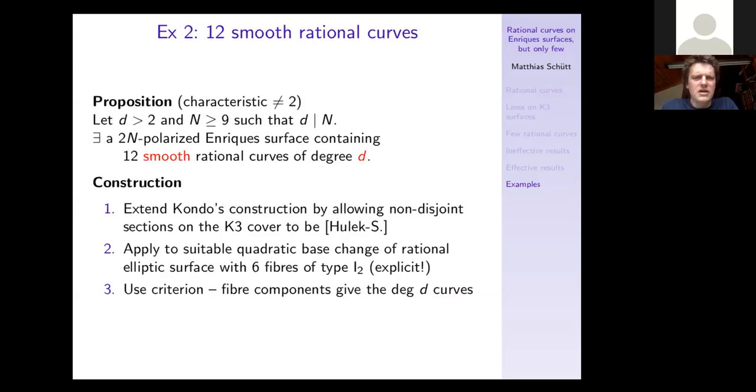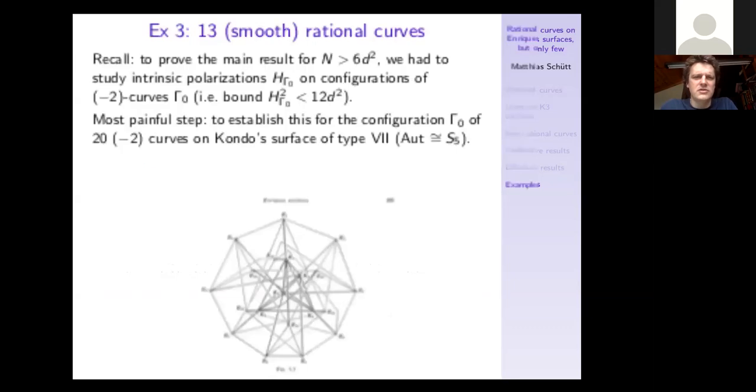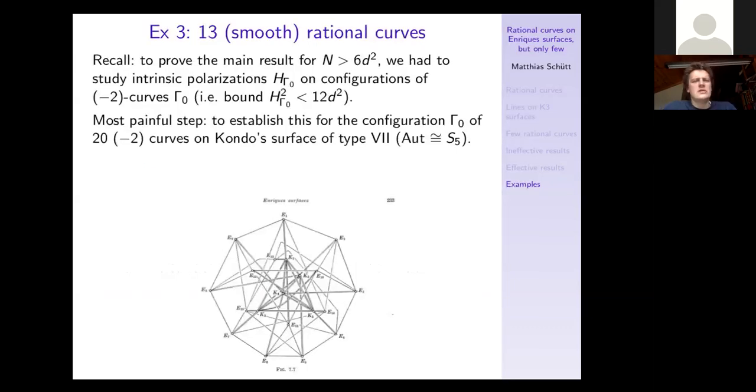What's left? We have 12 smooth rational curves. What's left is to prove that the bound for N is really optimal. So I'll tell you an example with 13 smooth rational curves.